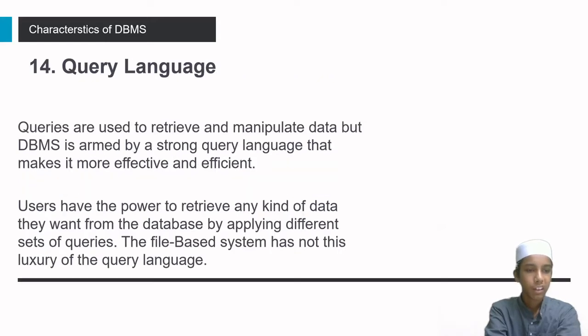Okay, so the 14th one is query language. Queries are used to retrieve and manipulate data, and DBMS is armed with a strong query language that makes it more effective and efficient. Users have the power to retrieve any kind of data that they want from the database by applying different sets of queries. The file-based system, the file management system, does not have this luxury of a query language.